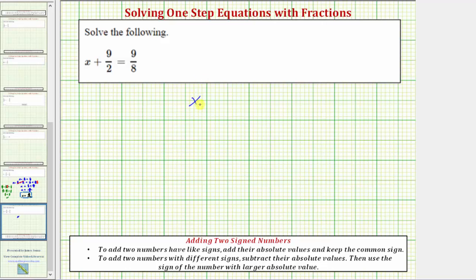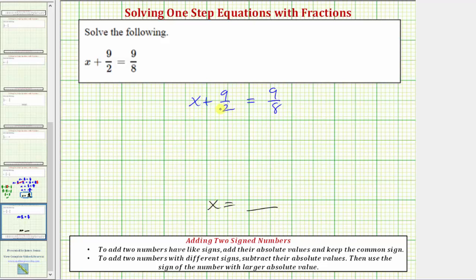We want to solve the equation x plus 9 halves equals 9 eighths. The solution to the equation is the value of x that makes the sum on the left equal to 9 eighths. In order to solve the equation for x, we need to isolate x on one side of the equation, and because x is on the left side of the equation, our solution will be in the form x equals some value or some fraction, again, that makes this sum equal to 9 eighths.